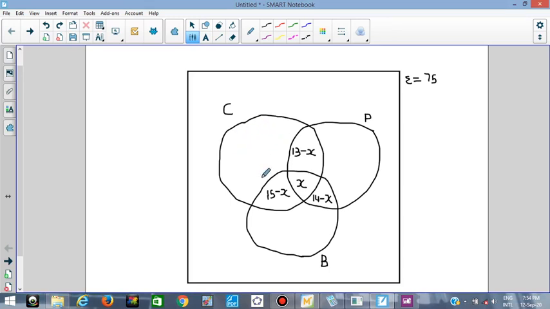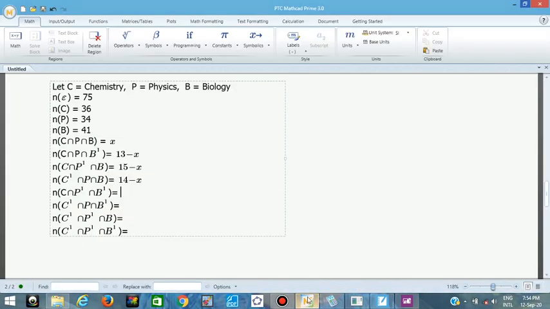Since I already know that 36 is supposed to be inside this place, all I need to do is 36 minus 15 minus x minus x minus 13 minus x. So let me show you how you are going to do it so that you don't miss it. The question says, let me check again.